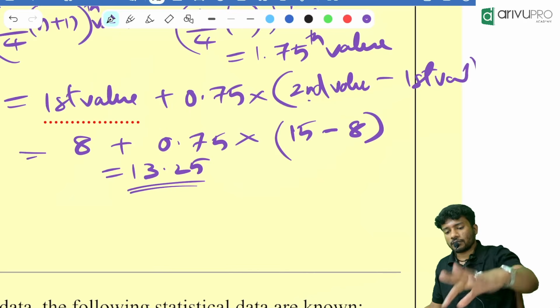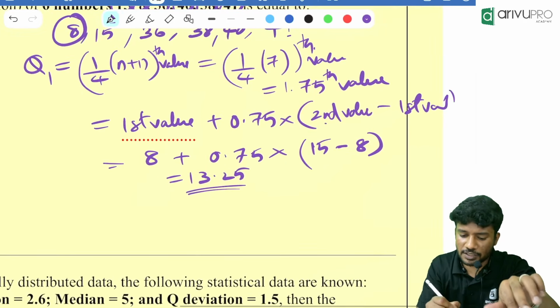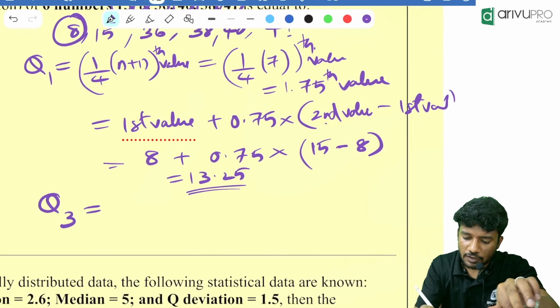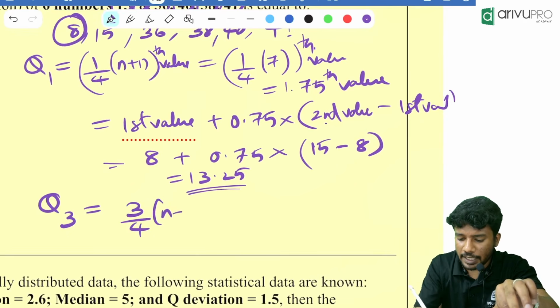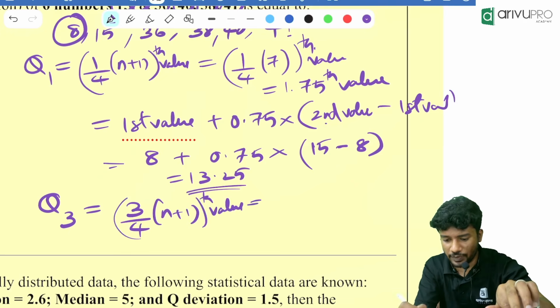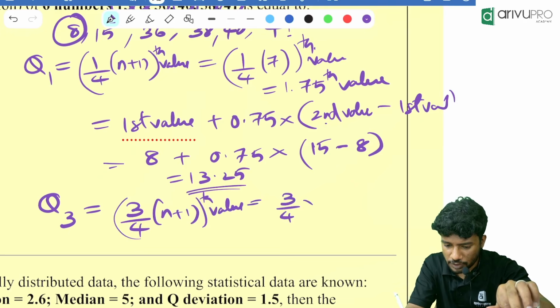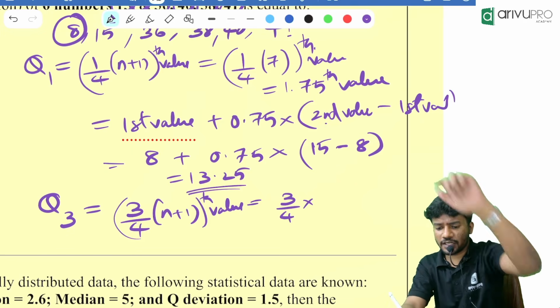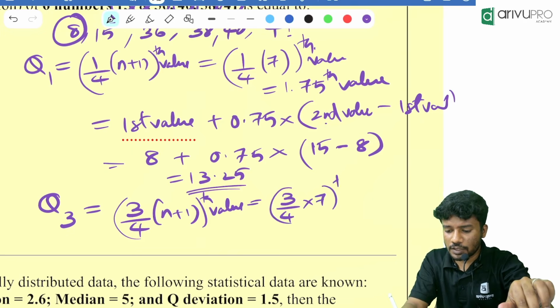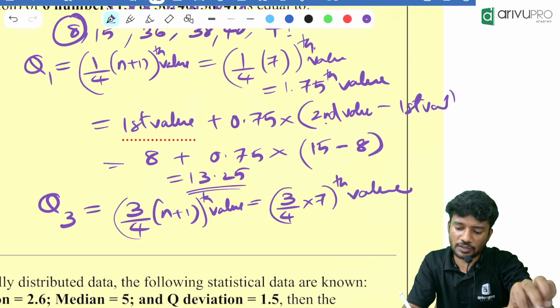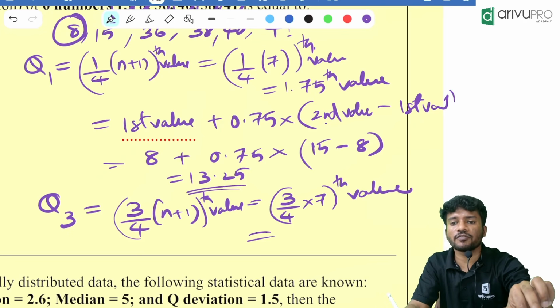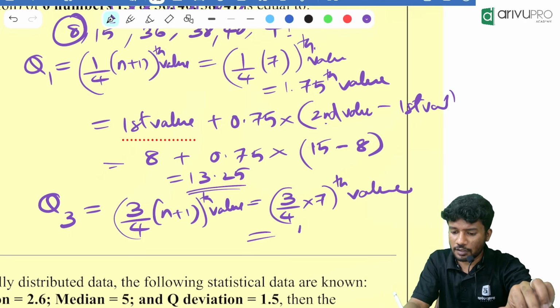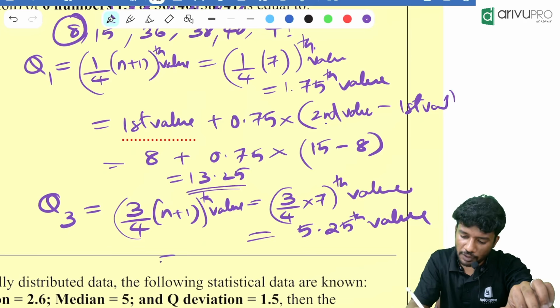Now, what is Q3? 3 by 4 into (n plus 1)th value. Correct? 3 by 4 into n plus 1. N is 6, 6 plus 1 is 7. That means 3 by 4 into the 7th value. 21 by 4 is how much? 5.25th value. How will you write it?